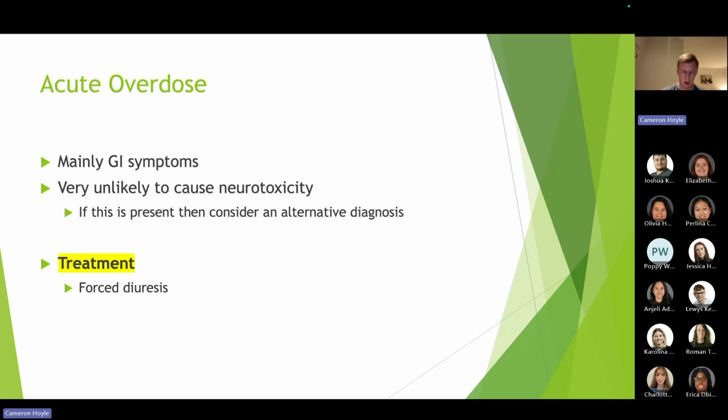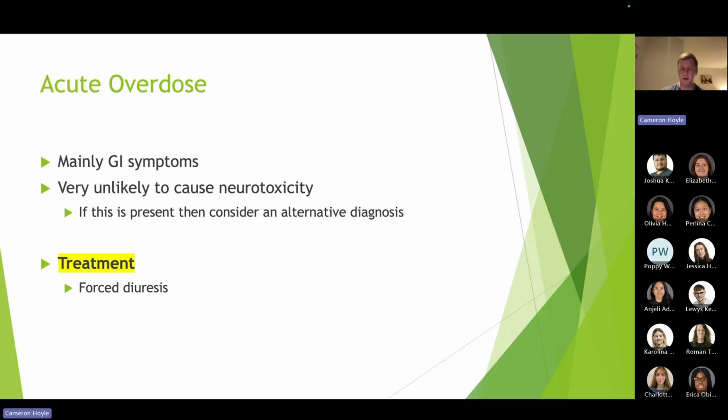So in acute overdose of lithium, it's not as common actually. You mainly just get some GI symptoms. You're very, very unlikely to get the symptoms of the neurotoxicity, such as your tremor, your hyperreflexia. So if those are present in an acute overdose, the guidelines say to consider an alternative diagnosis. For an acute overdose, the treatment is just forced diuresis, just to get them to wee the lithium out, essentially.